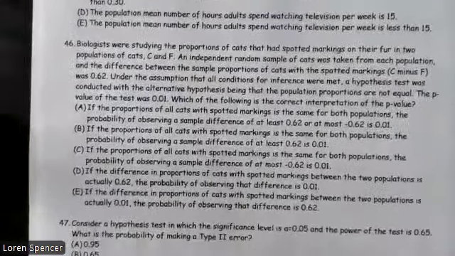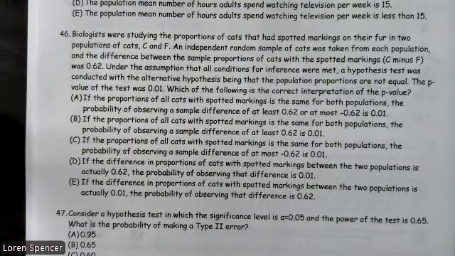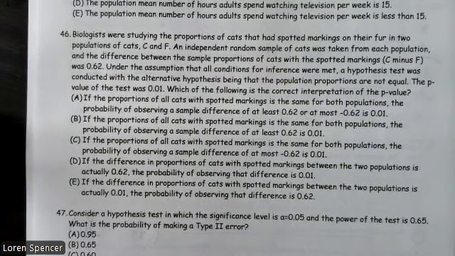46. Biologists were studying the proportion of cats that had spotted markings on their fur in two populations of cats, C and F. An independent random sample of cats was taken from each population, and the difference between the sample proportions of cats with spotted markings, C minus F, was 0.62. Under the assumption that all the conditions were met, a hypothesis test was conducted with the alternative hypothesis that the population proportions are not equal. The p-value of the test was 0.01. Which of the following is the correct interpretation of the p-value?